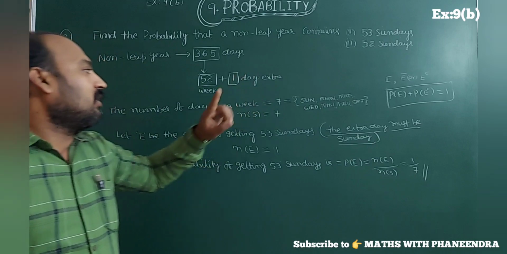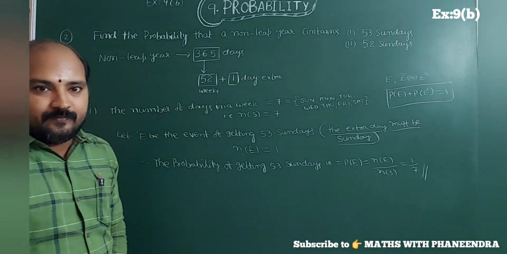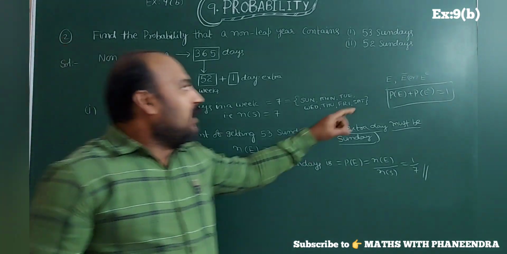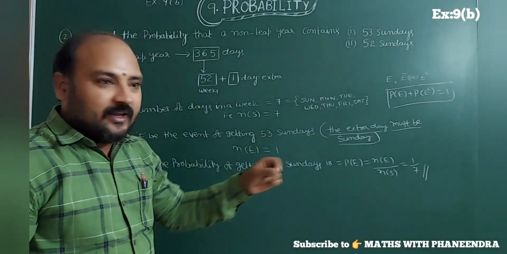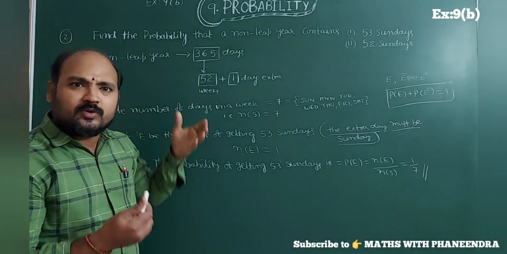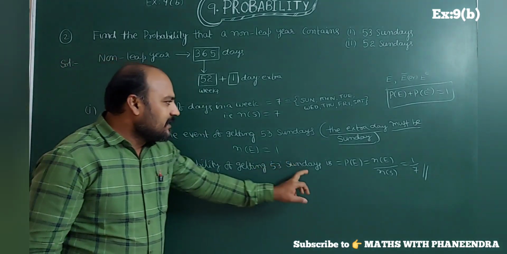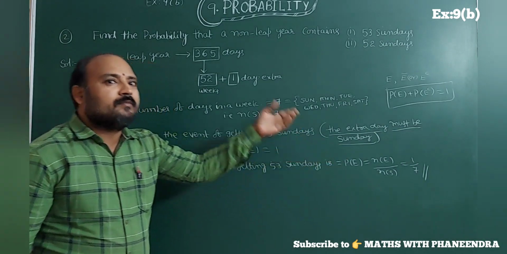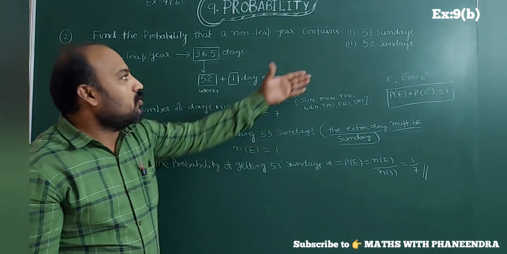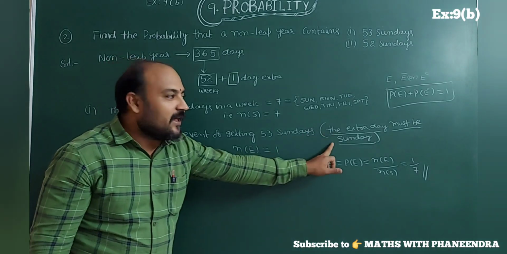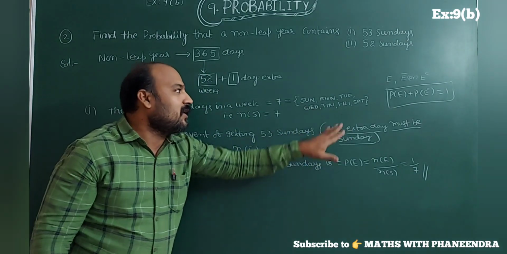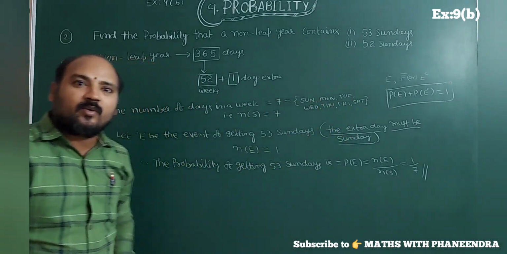By using this, we can do the second question, 52 Sundays. Otherwise, I will also explain generally. So here, let E bar or E complement be an event of getting 52 Sundays. 52 weeks means only 52 Sundays we will get, no? If that extra day is not Sunday, then only 52 Sundays will come, no? That extra day is not Sunday. So other than this one, what possibilities are there? Other than Sunday, 6 possibilities we have.